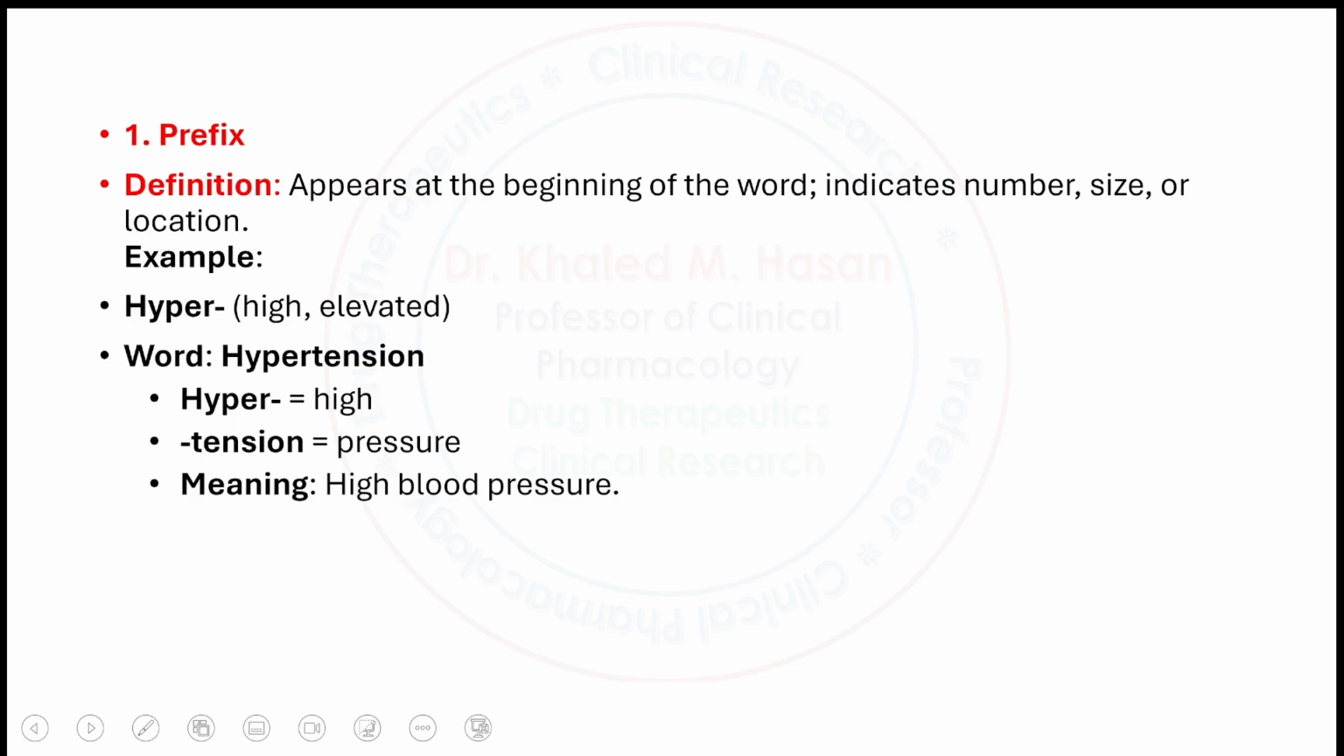In this session we are going to focus on the main medical terminology, and in the following sessions we can expand more. So the example for the prefix here is hyper. Hyper means high or elevated. An example is hypertension. Hyper, the first part, is the prefix meaning high, tension means pressure, and the meaning will be high blood pressure.